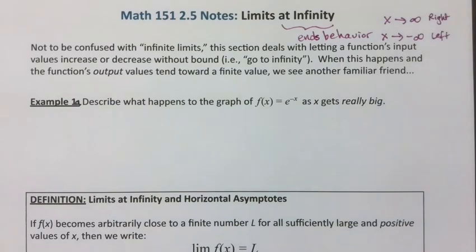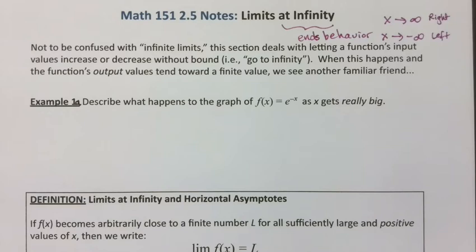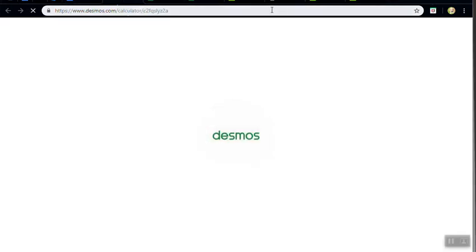All right. So the first thing we want to look at is example 1, and I actually put a little a next to it because I misnumbered my examples, but that's all right. So we'll call this 1a, and we want to look at the graph of f of x equals e to the negative x as x gets very, very large. Okay, so I have that graph drawn in Desmos. One second. And it's linked right here in the notes for the class materials page.